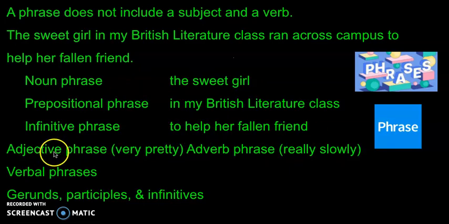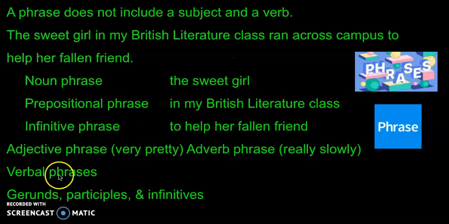You also have something called adjective phrases. This is not in this sentence, but a phrase like very pretty. Pretty is an adjective; very helps describe it. An adverb phrase like really slowly. Really and slowly both end in ly. Many adverbs end in ly. That is one way you can tell when something's an adverb.